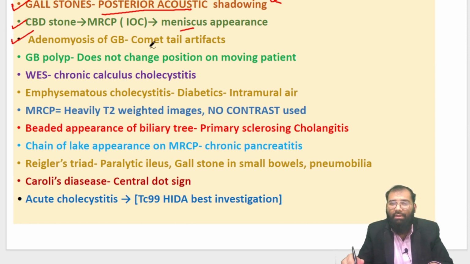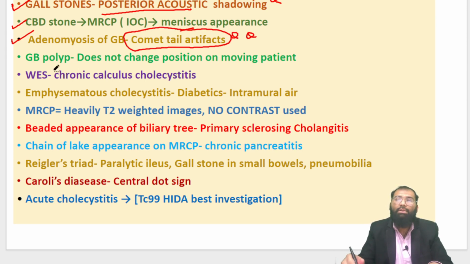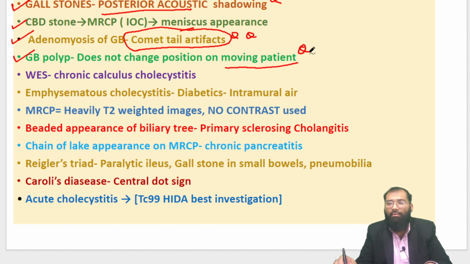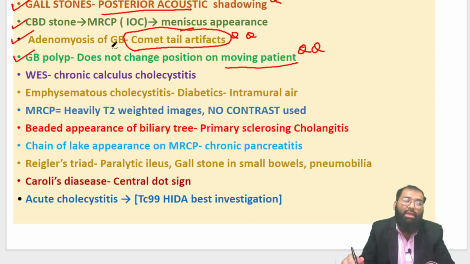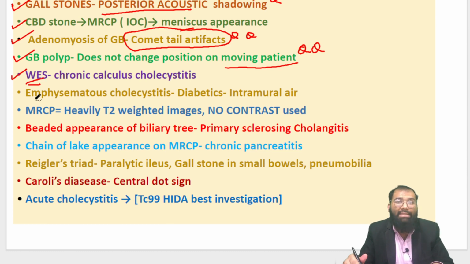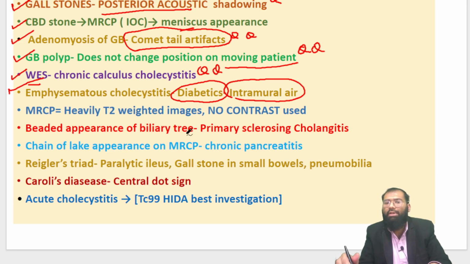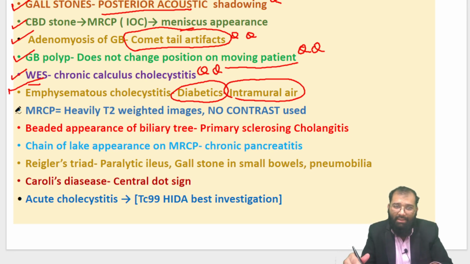Adenomyomatosis of GB: the artifact which is seen is comet tail artifact. Important. GB polyps do not change their position on moving the patient. Very important. So they are stationary and they do not give posterior acoustic shadowing. Wall echo shadow complex is seen with chronic calculous cholecystitis. Very important question. Emphysematous cholecystitis: what is the most important thing? Patient would be diabetic. And the second important radiological finding is that the patient would have intramural air within GB.